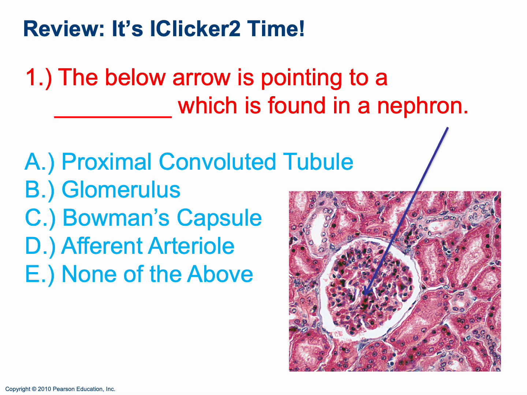All right, so the answer here should be letter B. This arrow is pointing to a glomerulus. So this entire structure here is a glomerulus, and the white area surrounding it would be the Bowman's capsule. So very good.